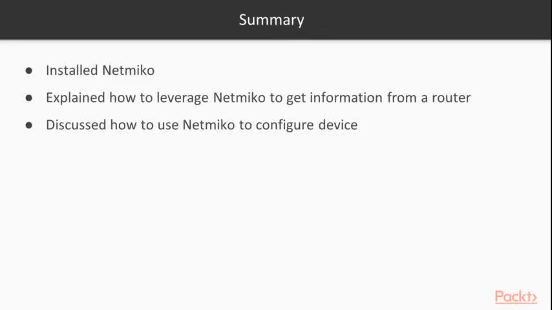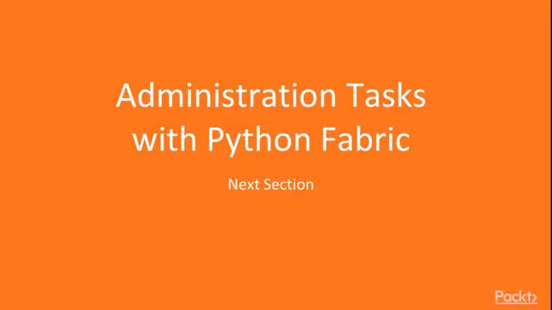So let's sum up this section. We started from installing Netmiko and we saw what that library does and when it should be used. We saw how to leverage Netmiko to get information from a router. We saw how to use Netmiko to configure a network device. And in the next section, we will see how to perform administration tasks with Python Fabric.